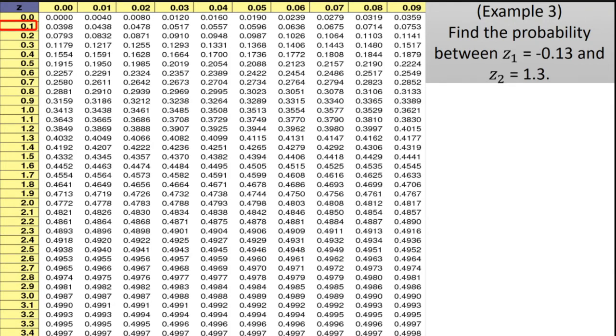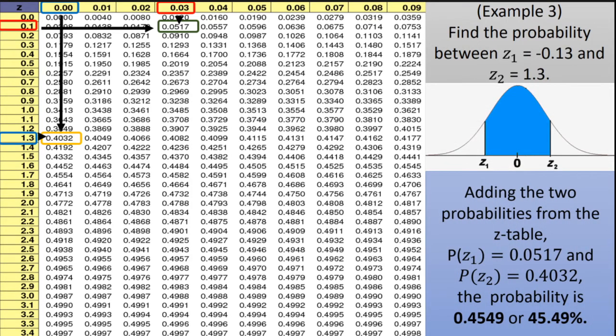So the area for negative 0.13 is 0.0517, while the area for 1.3 is 0.4032. Adding the two areas will give us 0.4549. Then multiplying by 100%, the normal probability between negative 0.13 and 1.3 is 45.49%. Got it? Let's proceed to the next situation.